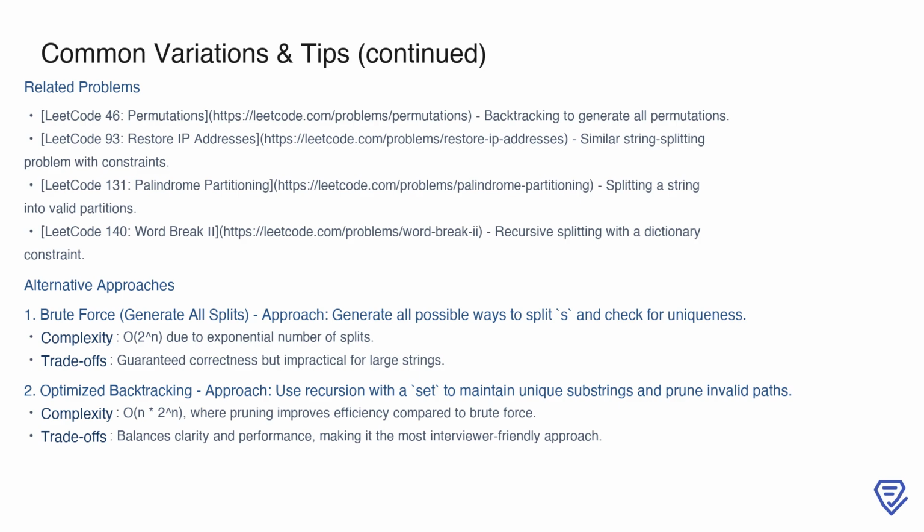Now, considering alternative approaches, the simplest method is brute force. This involves generating all possible splits of the string and checking if the substrings are unique. While this guarantees correctness, its time complexity of O(2^n) makes it impractical for larger inputs. A more efficient method is optimized backtracking. By using recursion alongside a set to maintain unique substrings and pruning invalid paths, this approach achieves a balance between performance and simplicity. Though still exponential, the pruning makes it much faster and more scalable than brute force.